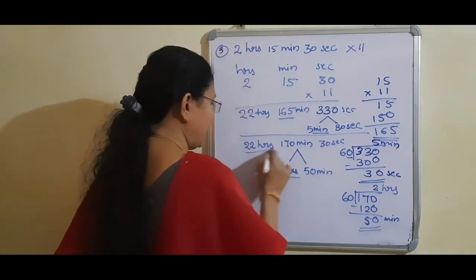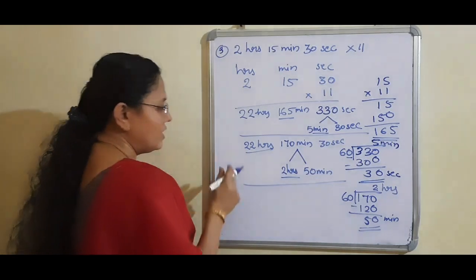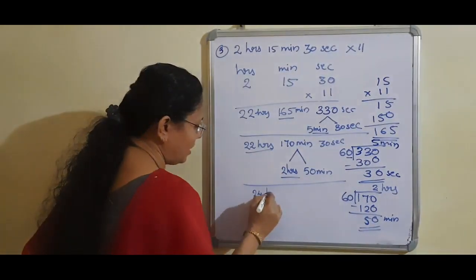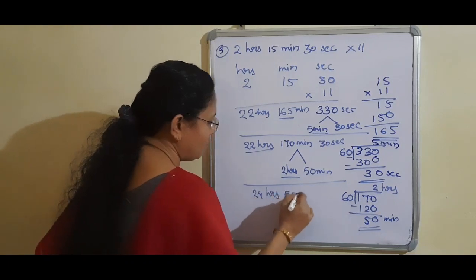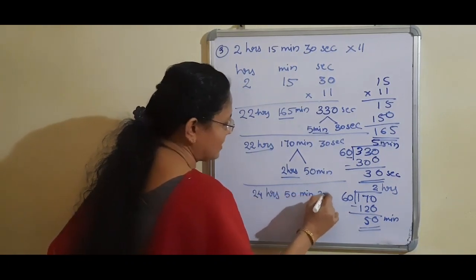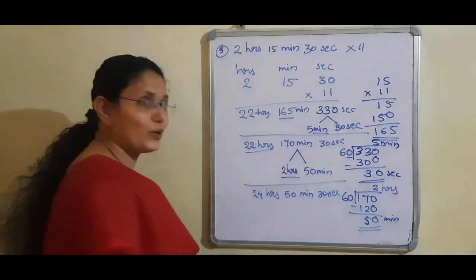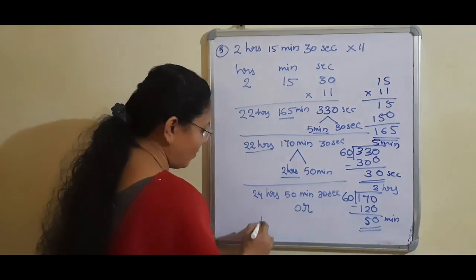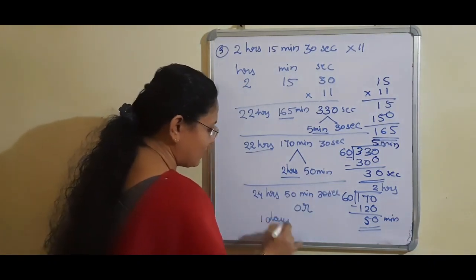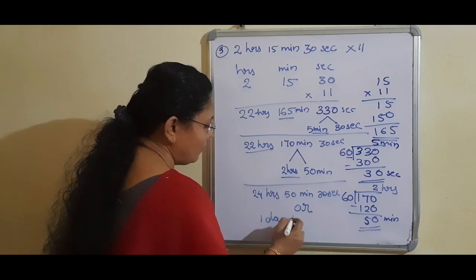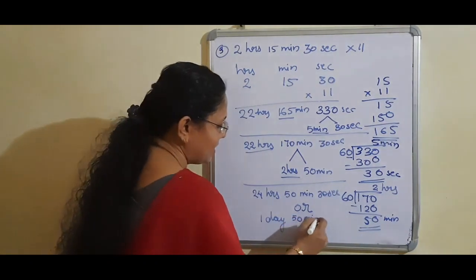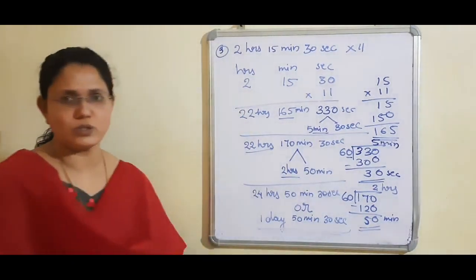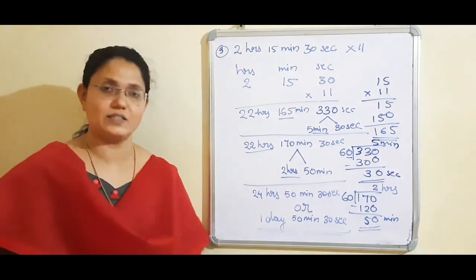Same units we can add. Therefore, what is the next step? Next step, 22 hours plus 2 hours, that is 24 hours, 50 minutes and 30 seconds. And you know that 24 hours make 1 day. Therefore, we can write it as 1 day. That time the hours column is not there. 1 day, 50 minutes, 30 seconds. By writing 24 hours also, there is no problem, or we can write just like this also.